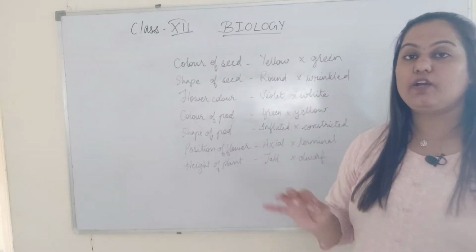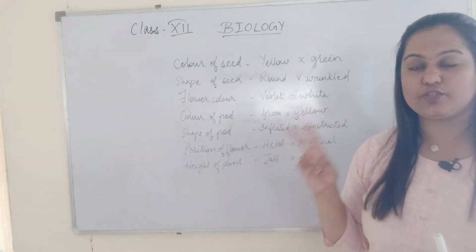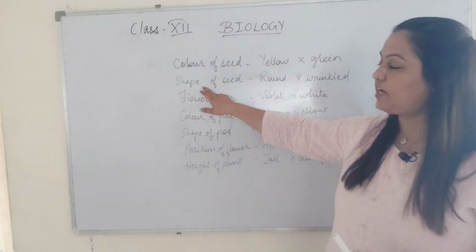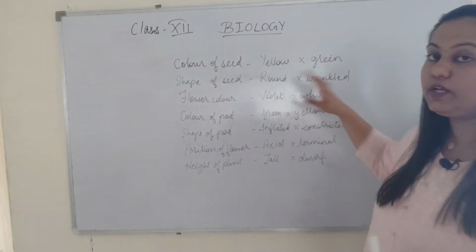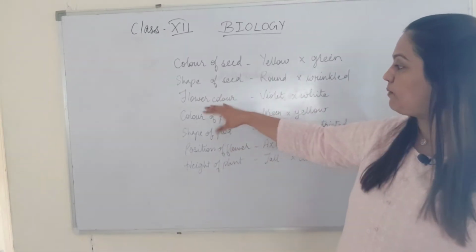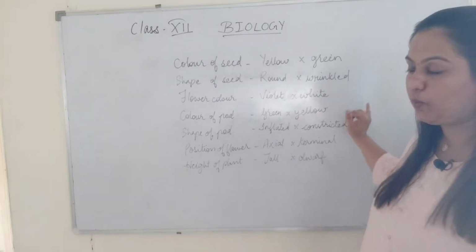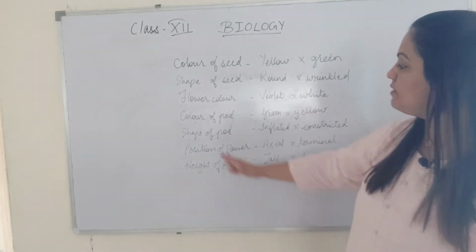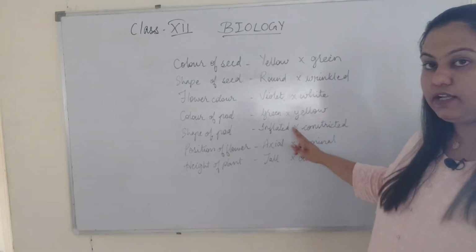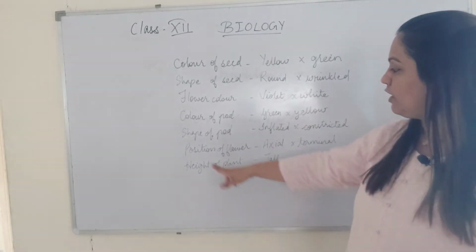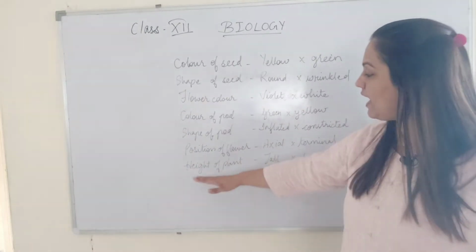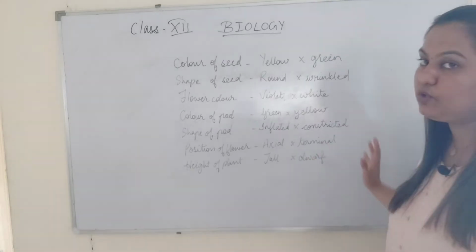First is color of seed. There are 2 variations of color of seed, yellow and green. Shape of seed, that is round and wrinkled. Flower color, violet and white. Color of pod, green and yellow. Shape of pod, inflated and constricted. Position of flower, axial and terminal. And height of plant, tall and dwarf.